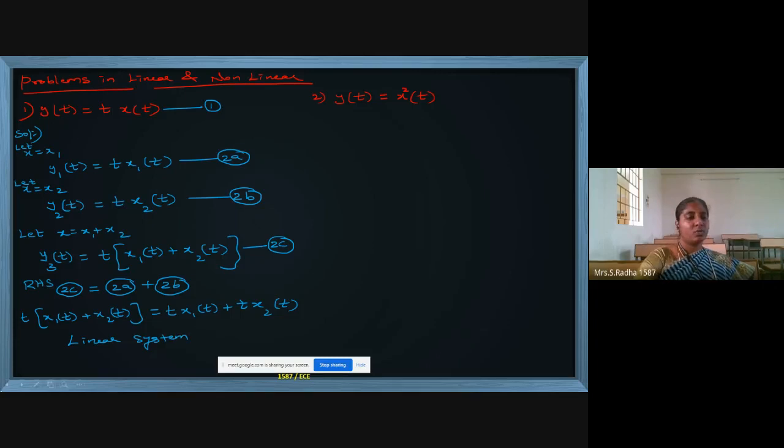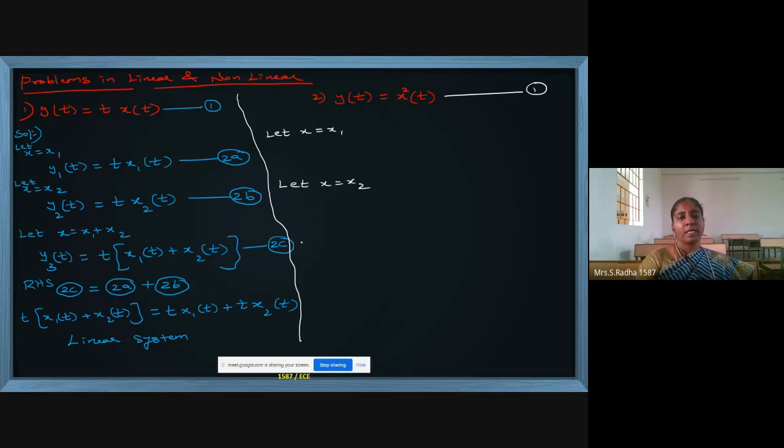Okay. So now I am going to the next problem. This may be the last problem for this class. Any question given, you take the question as equation number 1. Case 1, you assume x equal to x1. Case 2, you assume x equal to x2. And case 3, you assume x equal to x1 plus x2.